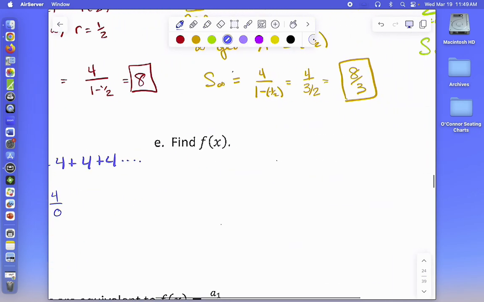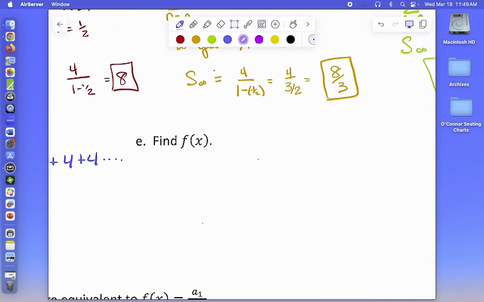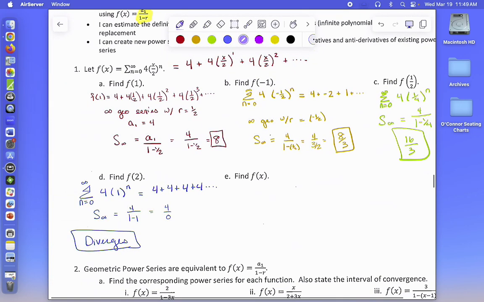Okay? So now we're going to find our f of x. Is that also because r is greater than 1? Or it's greater than or equal to 1. Yes.